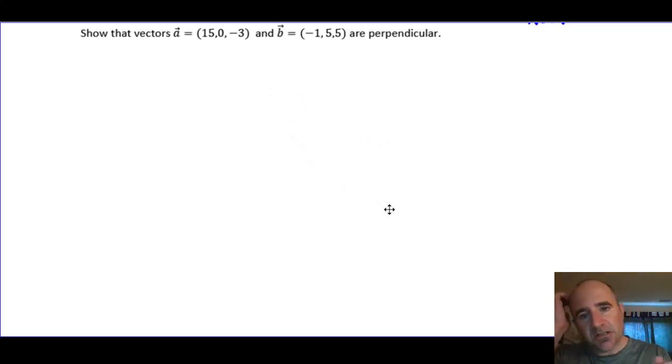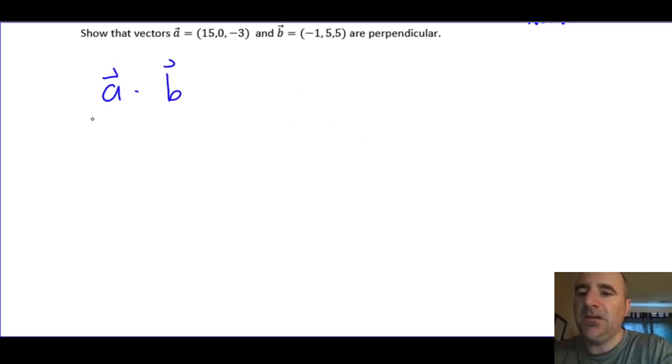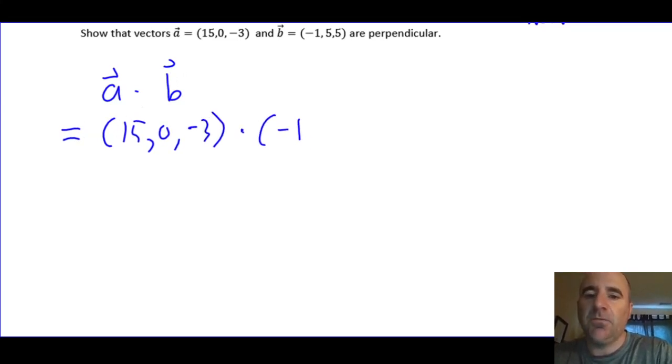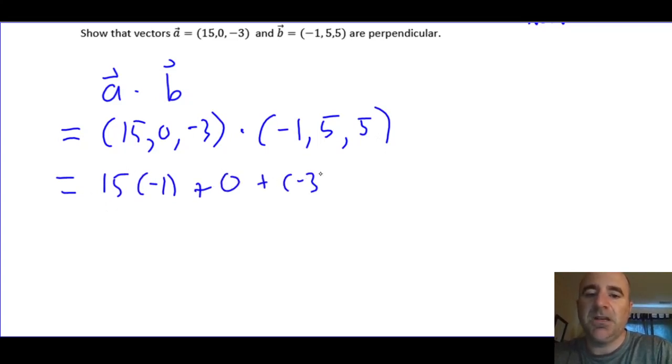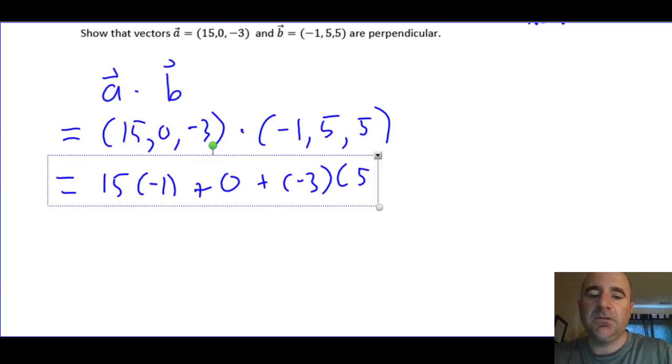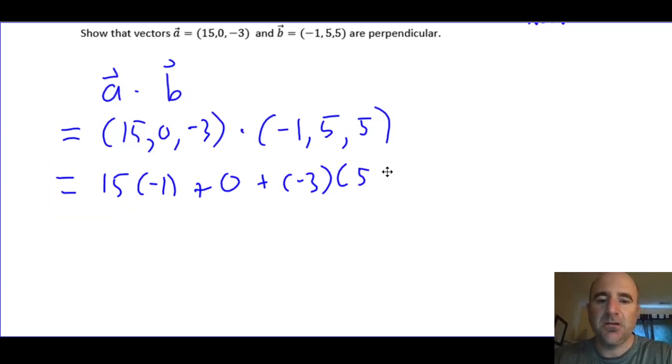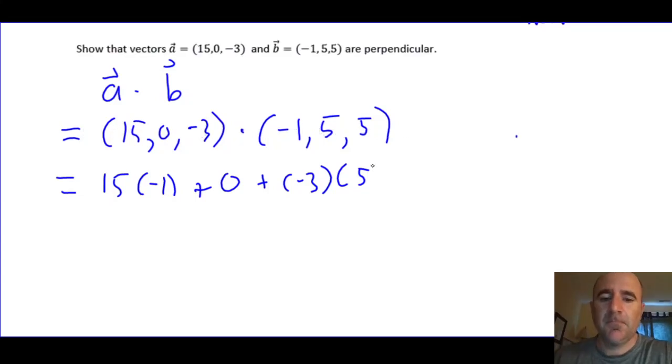Well, if they're perpendicular, it must be that their dot product is equal to 0. So let's look at A dotted with B, or 15, 0, negative 3, dotted with negative 1, 5, 5, which is, of course, 15 times negative 1 plus 0 plus negative 3 times 5. Oh, I made a mistake here. Let's see, 15. No, I made a mistake in the problem. Sorry, this is negative 30.